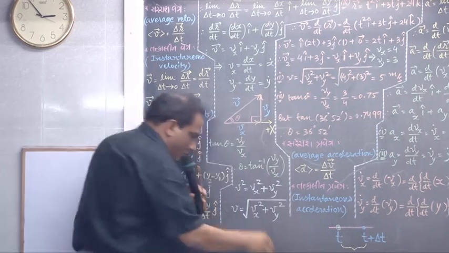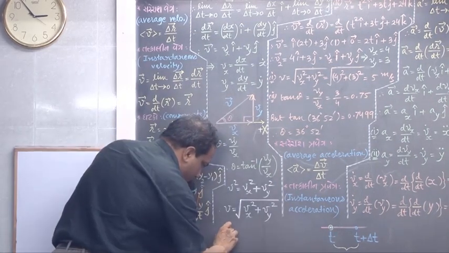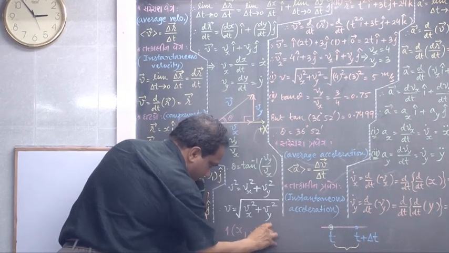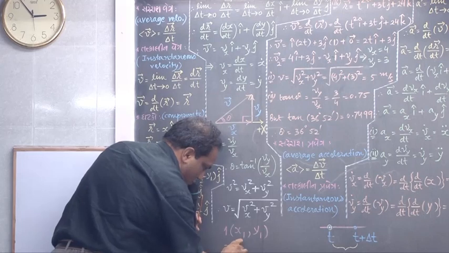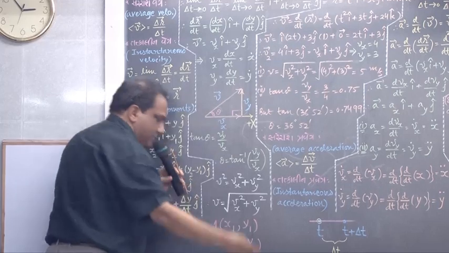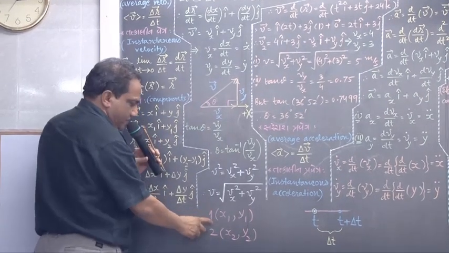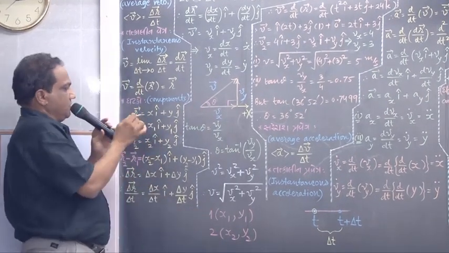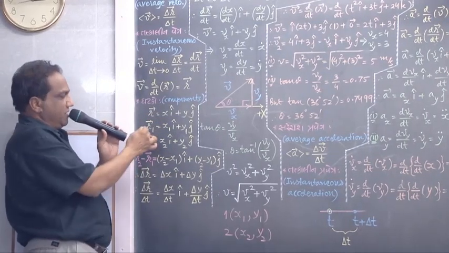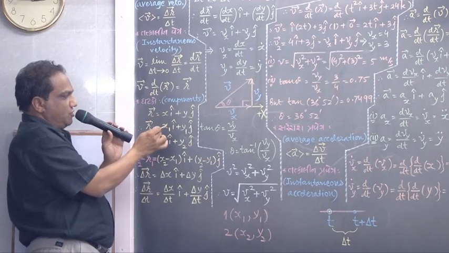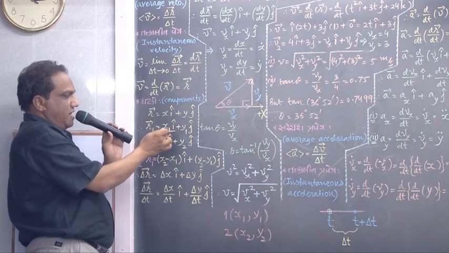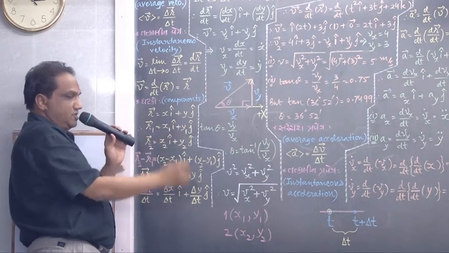Suppose a particle moves from an initial position, point 1, having coordinates x1, y1, to a final position, point 2, having coordinates x2, y2. Just write position vectors for both the initial as well as the final position. For the initial position, let it be vector r1. Then instead of x, you should write x1, and instead of y, y1. So x1 i hat plus y1 j hat.